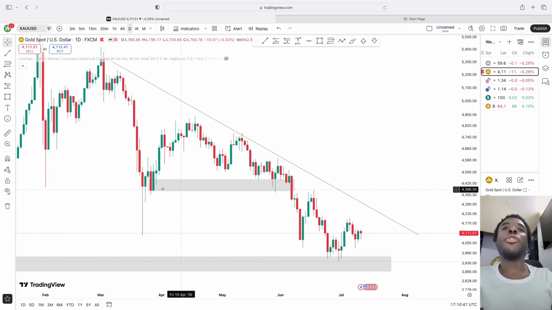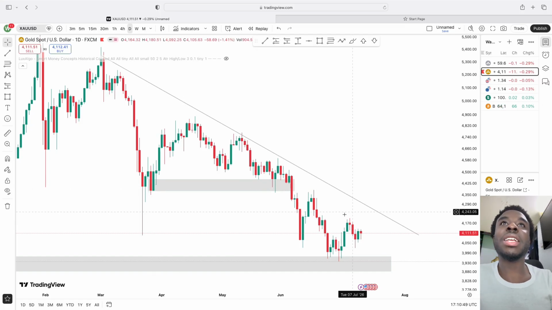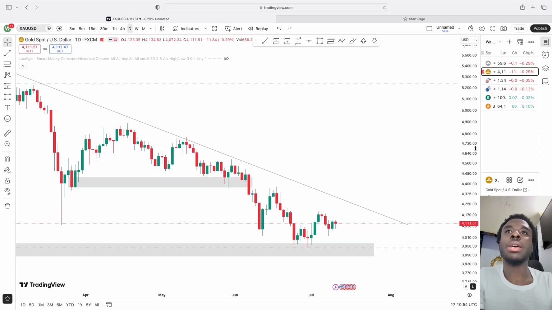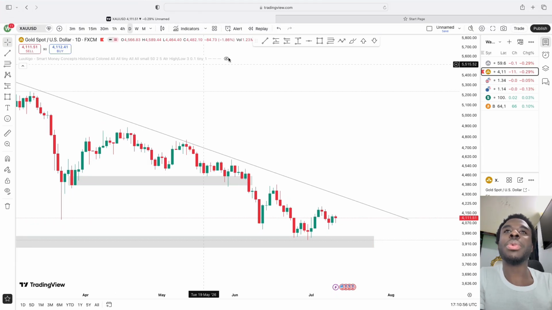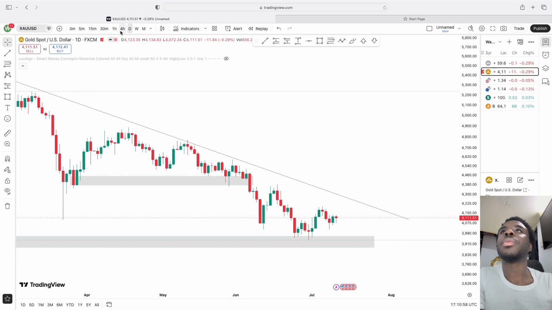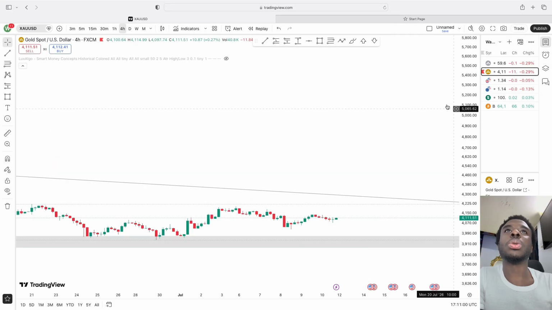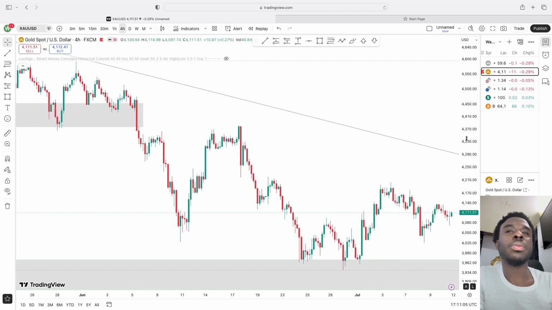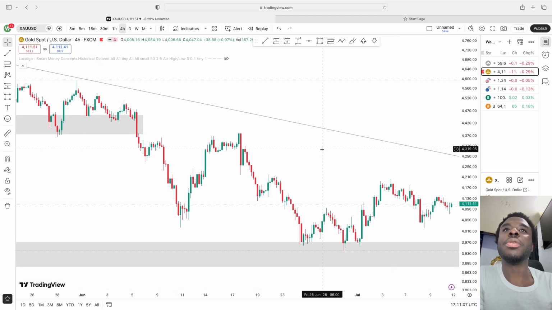So what's happening over here again? You can see the same thing is happening. We had a demand zone over here, and price disrespected it. So what is happening also again? Let's go to the 4-hour time frame. That will give you a clear view.